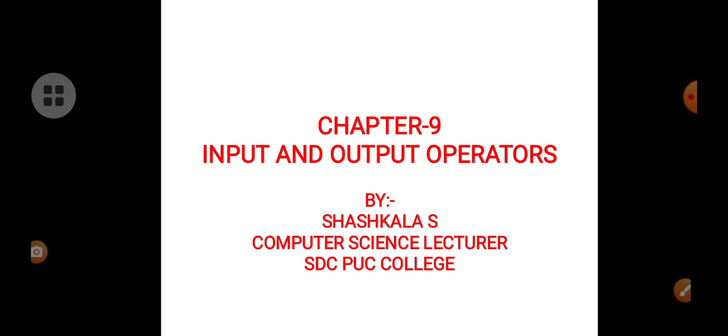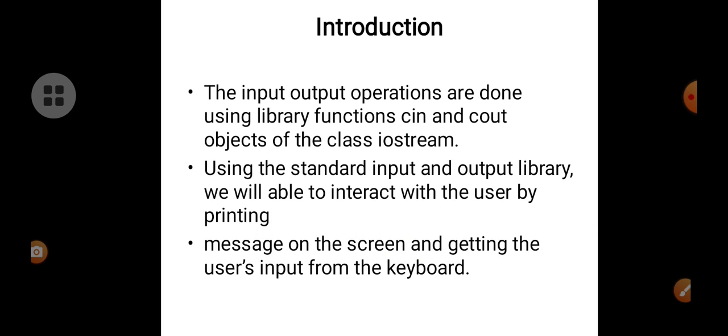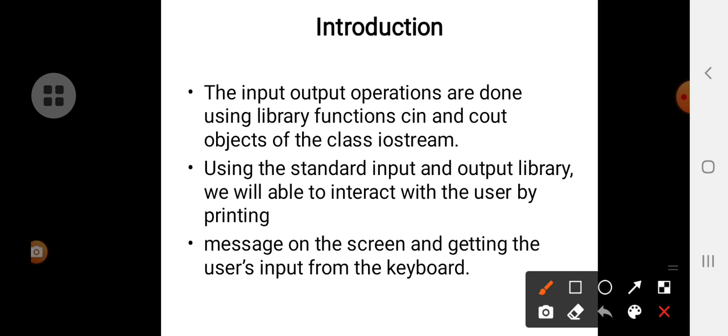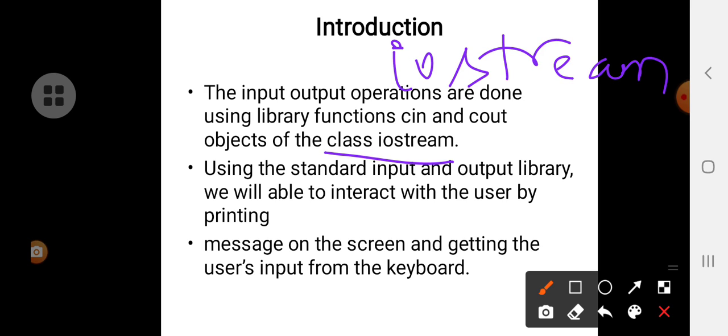In this session I am going to discuss a new chapter, that is input and output operators. Input and output operations are done using library functions called cin and cout objects of a class iostream. So what is iostream? Input output stream. It consists of cin and cout objects.